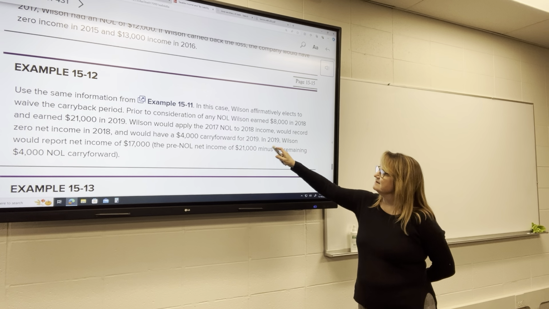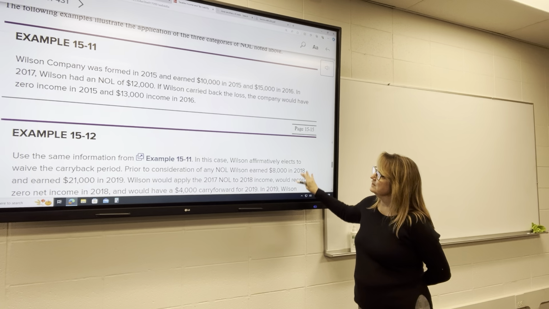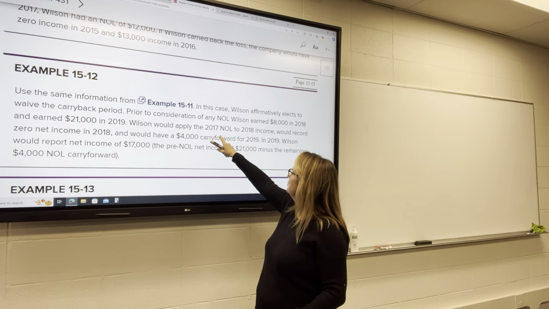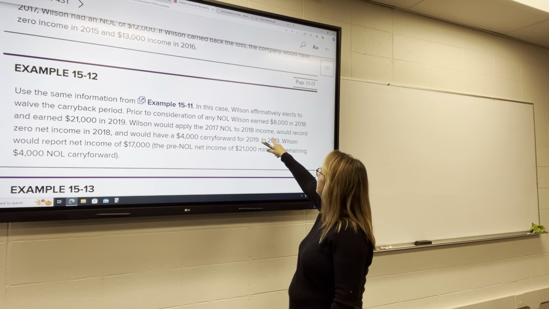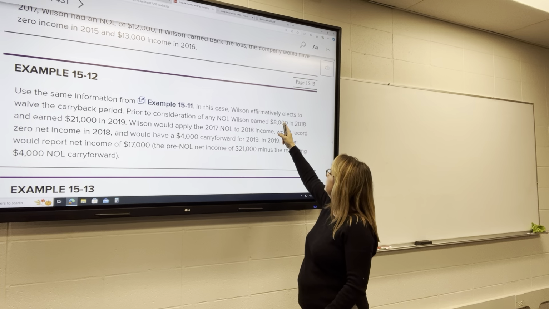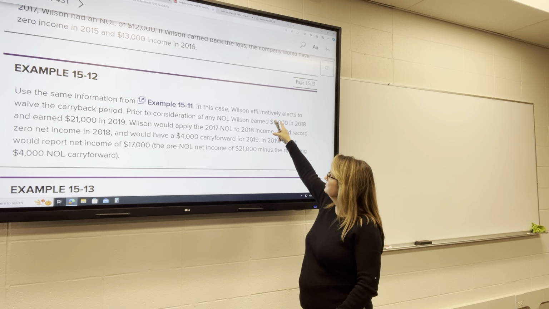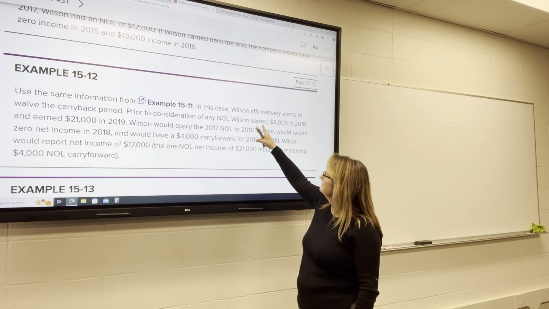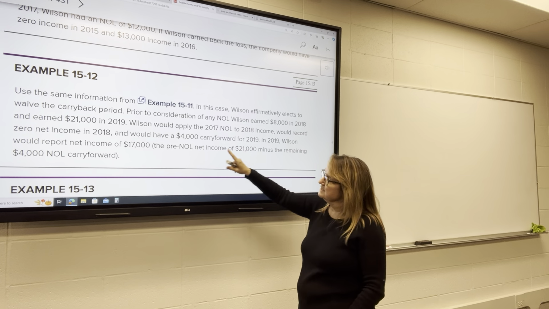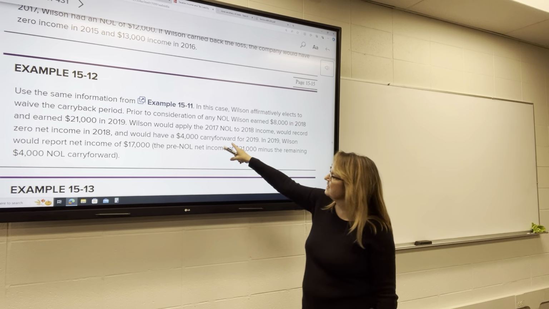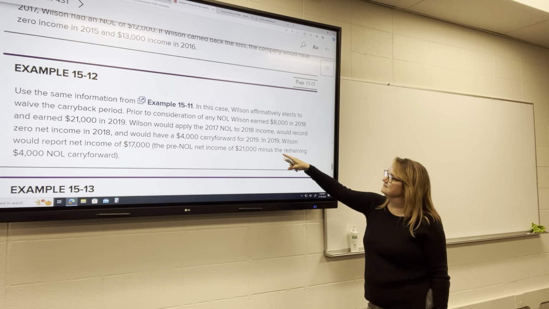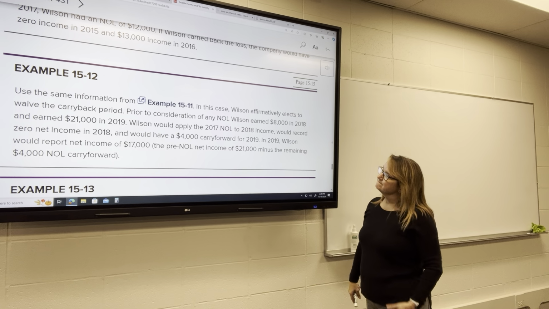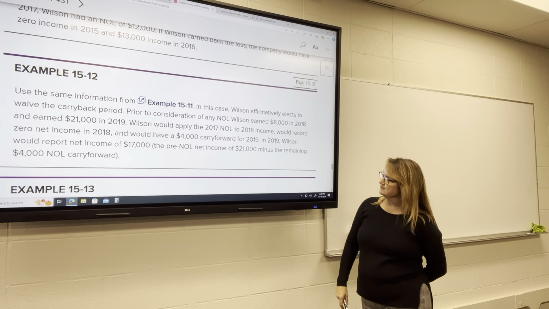They would apply the 2017, remember they had a $12,000 NOL in 2017. They would apply the 2017 to the 2018 income, so here's our 2018, so they would absorb all of that, right? So that now they're at 0. And then they would record 0 net income for 2018, and they would have $4,000 to carry forward to 2019. So that would absorb 4,000 of that 21. They would report income of 17,000.